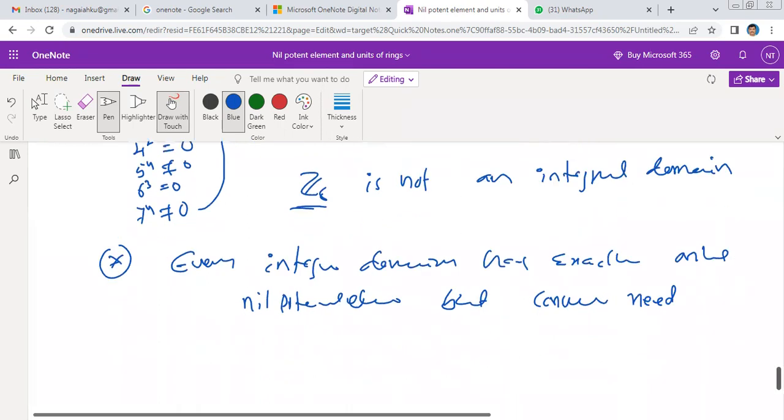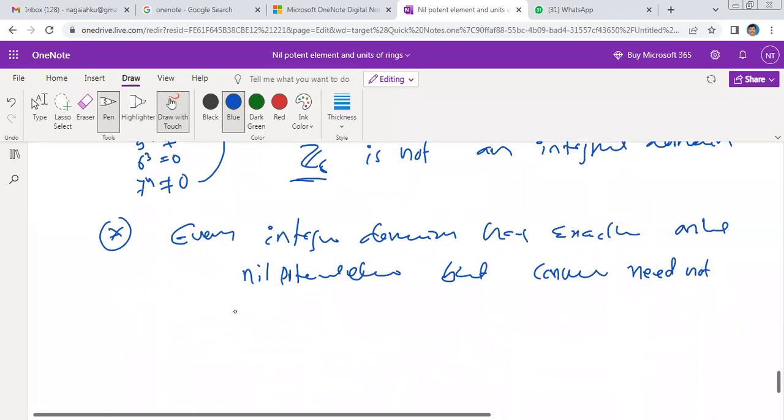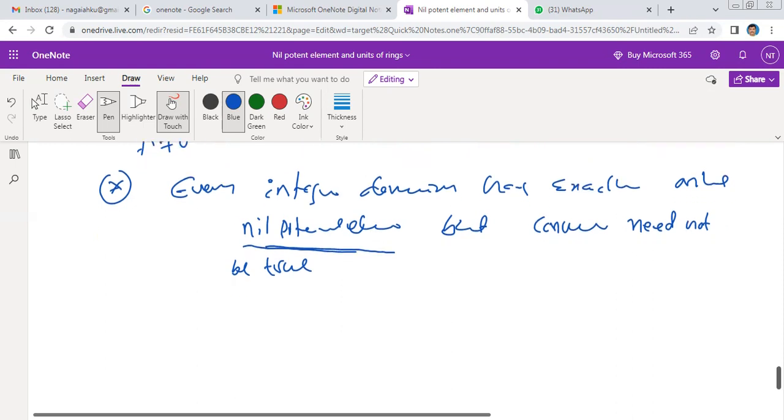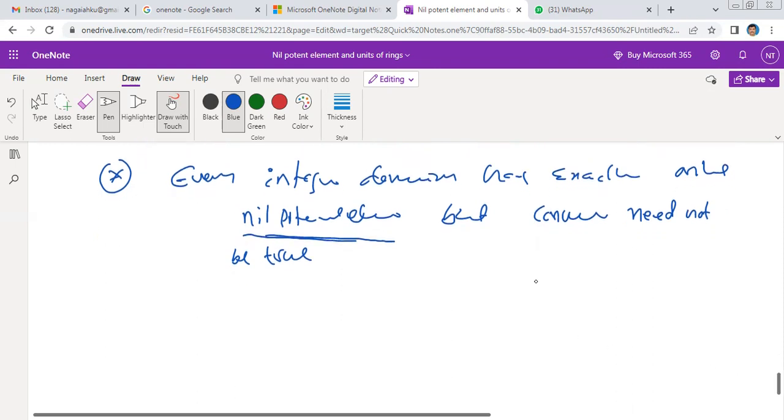Converse need not be true means: a ring has one nilpotent element, but it is not necessarily an integral domain. Having exactly one nilpotent element does not make it an integral domain. That's the correct statement: if there exists only one nilpotent element, it may or may not be an integral domain.